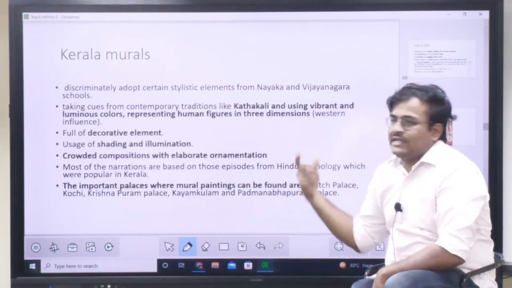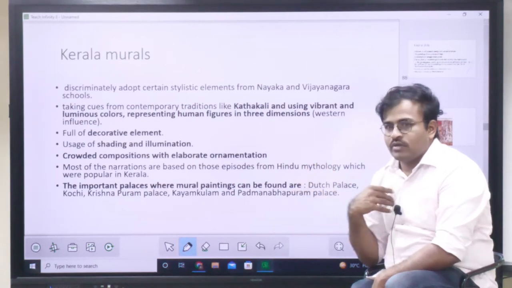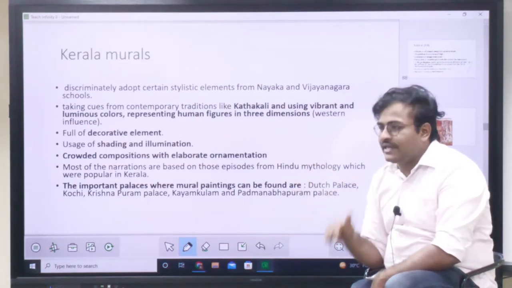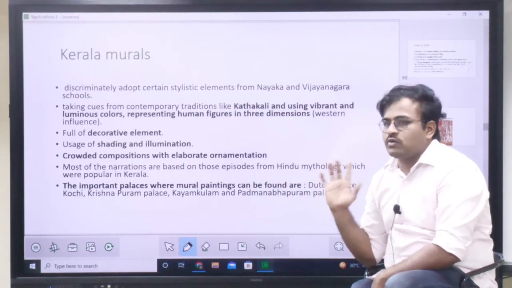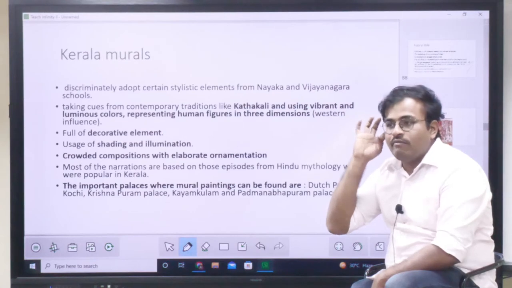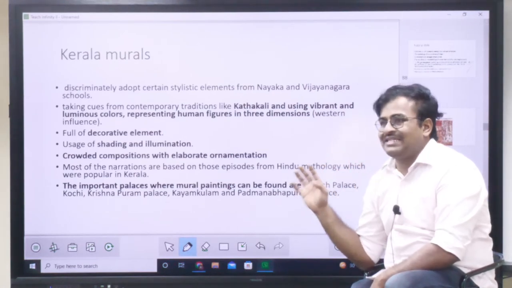So that is what is known as the Kerala mural tradition. Here, most of the themes are Indian, meaning mythological stories of Ramayana and Mahabharata, but the painting technique is European. These are also mural paintings, and they are mainly present in the palaces of the Nayakas in the Kerala region. Okay, the Nayakas' palaces contain these paintings.